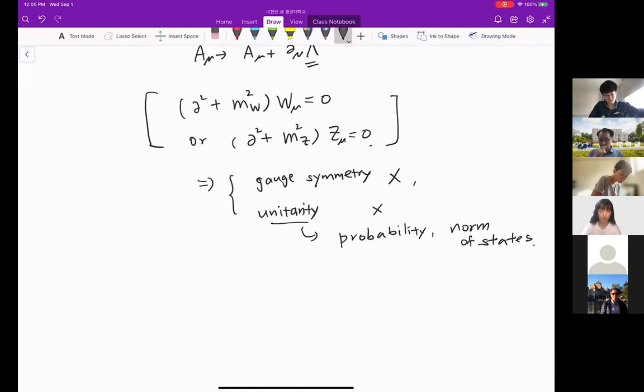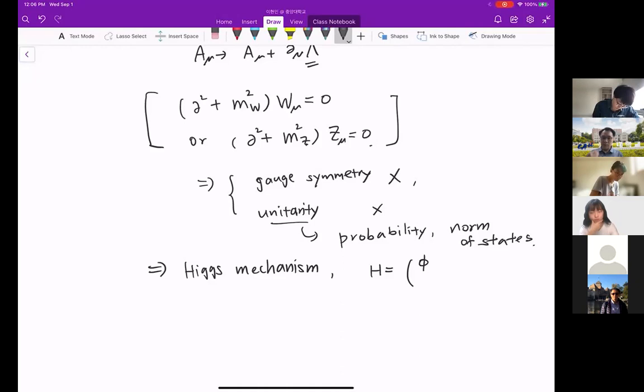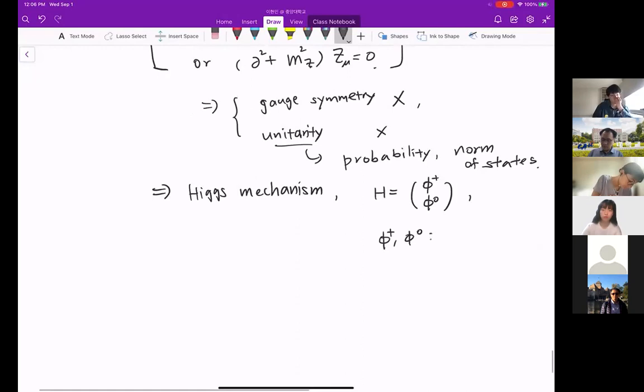But the Higgs mechanism, you need the Higgs mechanism because of that. Higgs mechanism will solve this, so we need to introduce a Higgs doublet. We said there's a doublet for quark and lepton. Similarly, we have a two-component field, right? So here is phi plus and phi zero, complex scalars. Maybe you can put L, but it's not chirality. A scalar particle doesn't have a chirality, so it's a doublet.